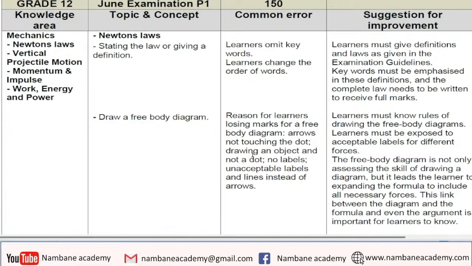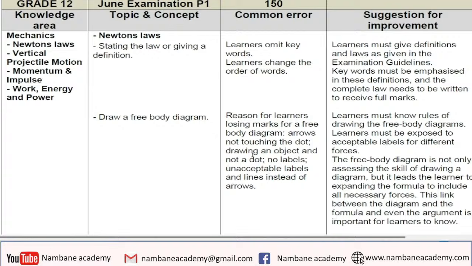So those are some of the things that I wanted to share with you before we get to the topics. Now getting to the topics, remember we said we are going to have mechanics, and mechanics all in all will constitute about 98 marks. And most of the marks on paper 1 will obviously be from mechanics. We have Newton's laws. And remember, Newton's laws is a topic that we did in grade 11. So please go on and practice questions on Newton's laws.